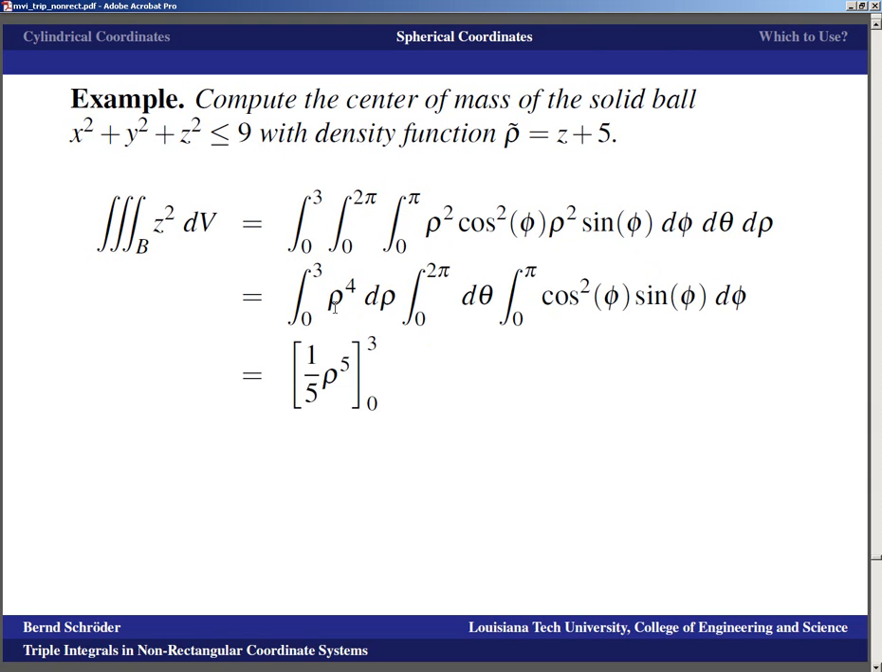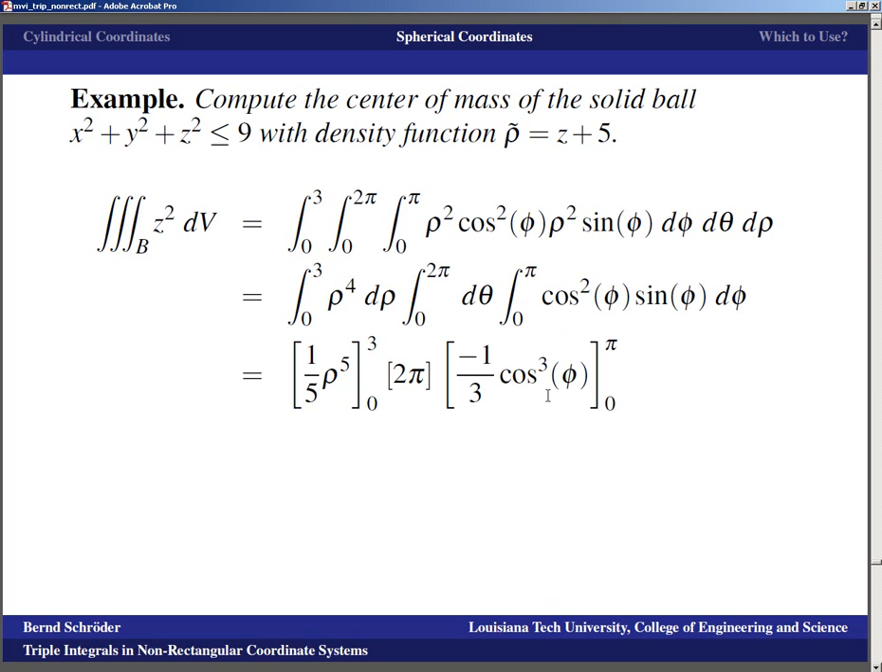We get antiderivative 1/5 rho to the fifth here from 0 to 3. We get 2 pi here, because that's just the integral of 1. And here we get the antiderivative negative 1/3 cosine cubed phi. That's a quick substitution, u equals cosine phi. And as I've also been borderline preachy for a while, if you don't see that directly, go ahead and use paper and pencil to work it out. With the substitution u equals cosine phi, that's a good exercise.